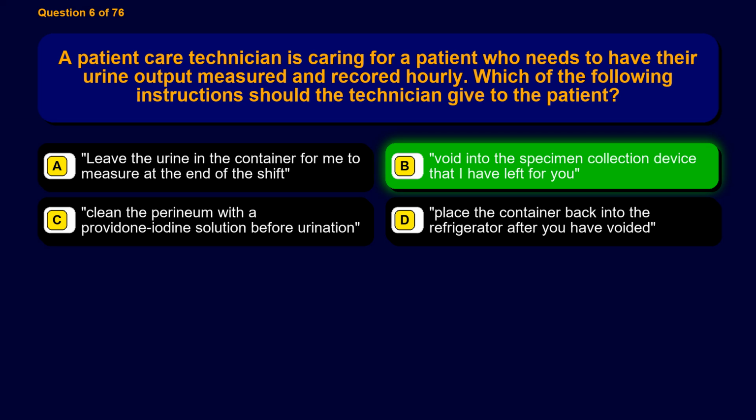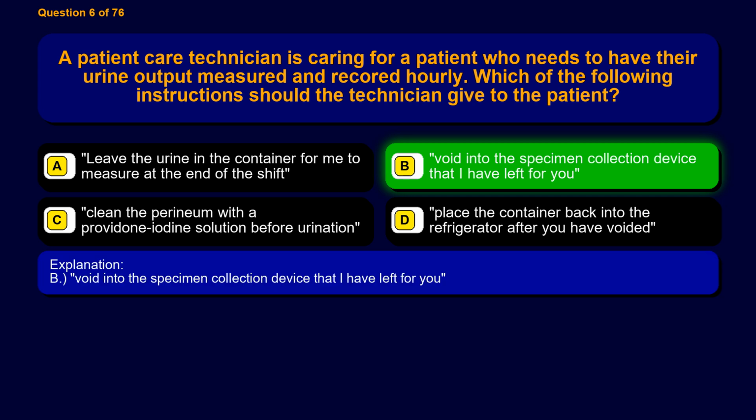The correct answer is option B. Void into the specimen collection device that I have left for you.